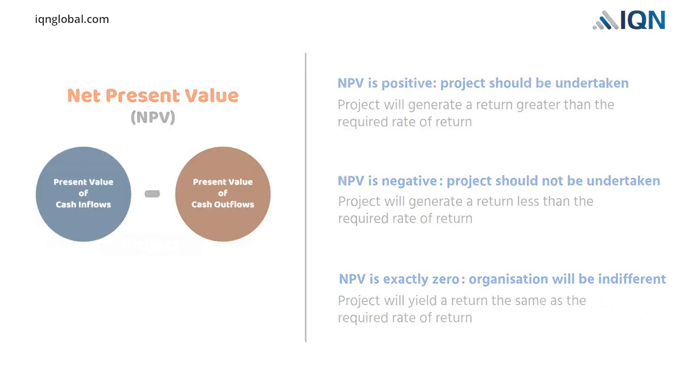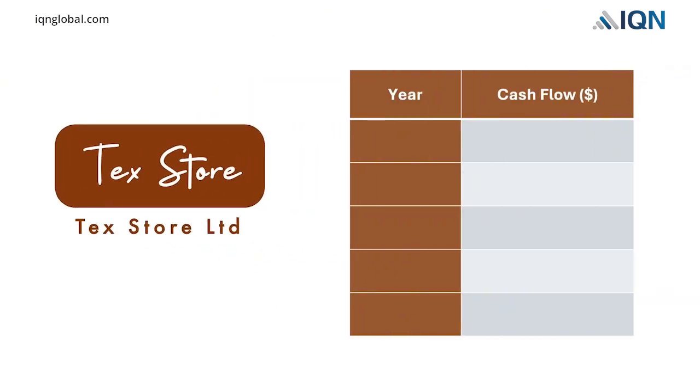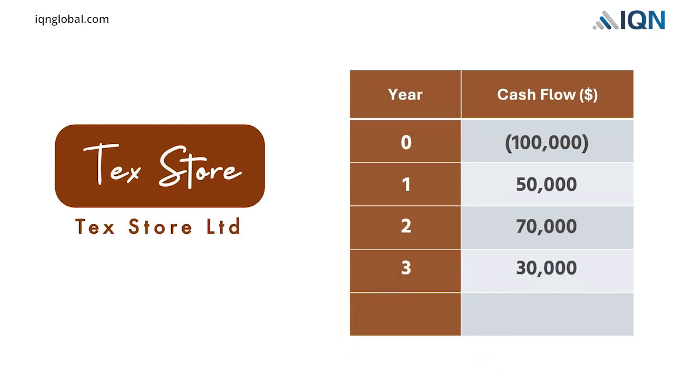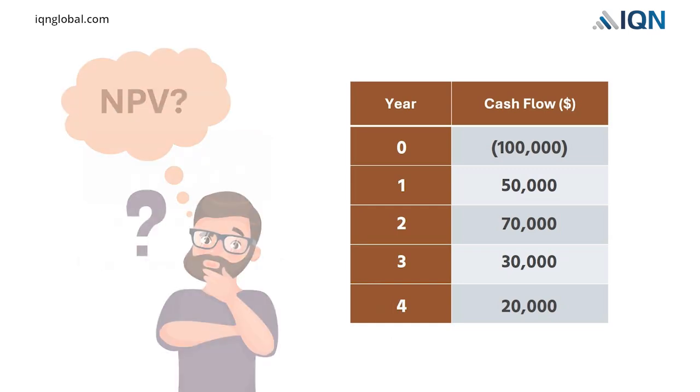Let's discuss net present value with an example. Tech Store Limited is considering a project which is expected to generate cash flows. In year 0, the cash flow is negative $100,000 due to the initial investment. In year 1, the cash flow is $50,000. In year 2, the cash flow increases to $70,000. In year 3, the cash flow is $30,000. And finally, in year 4, the cash flow is $20,000. Tech Store's required rate of return is 15%. We are required to calculate the NPV of the project and assess whether it should be undertaken.